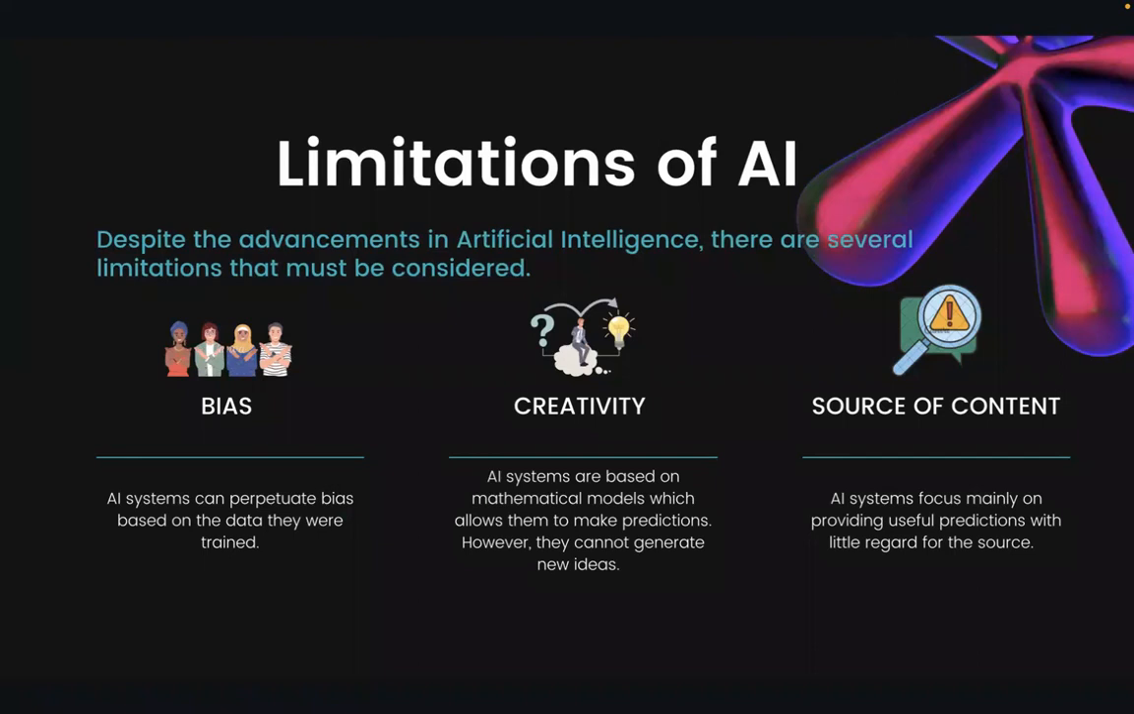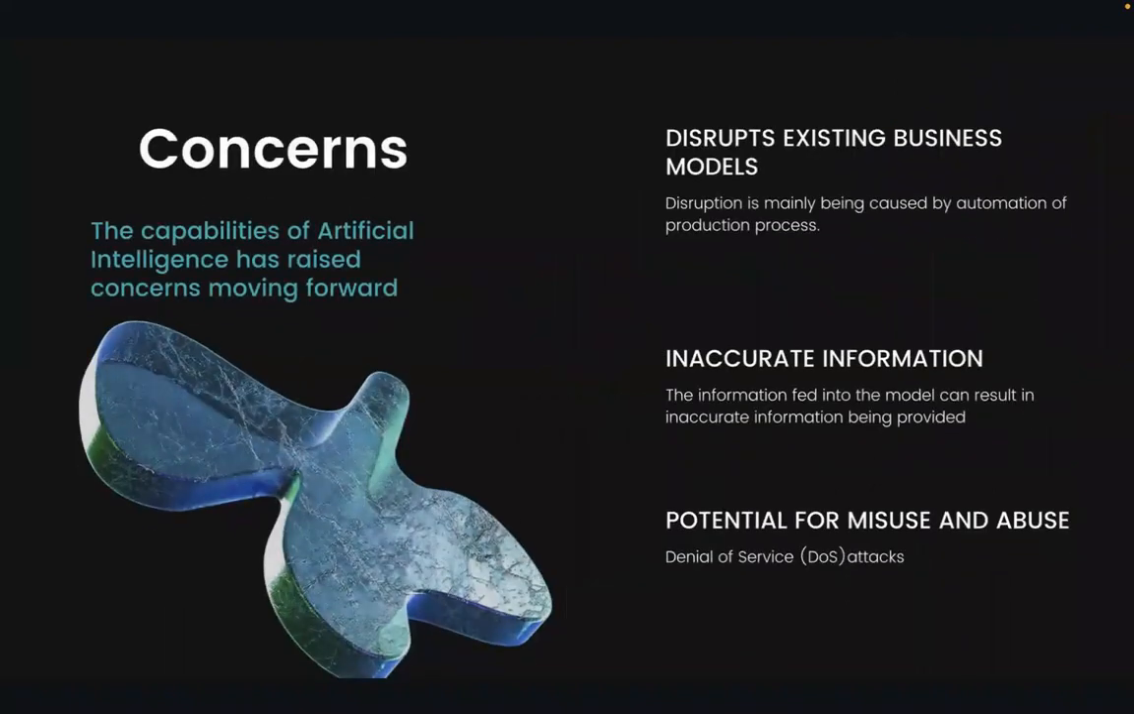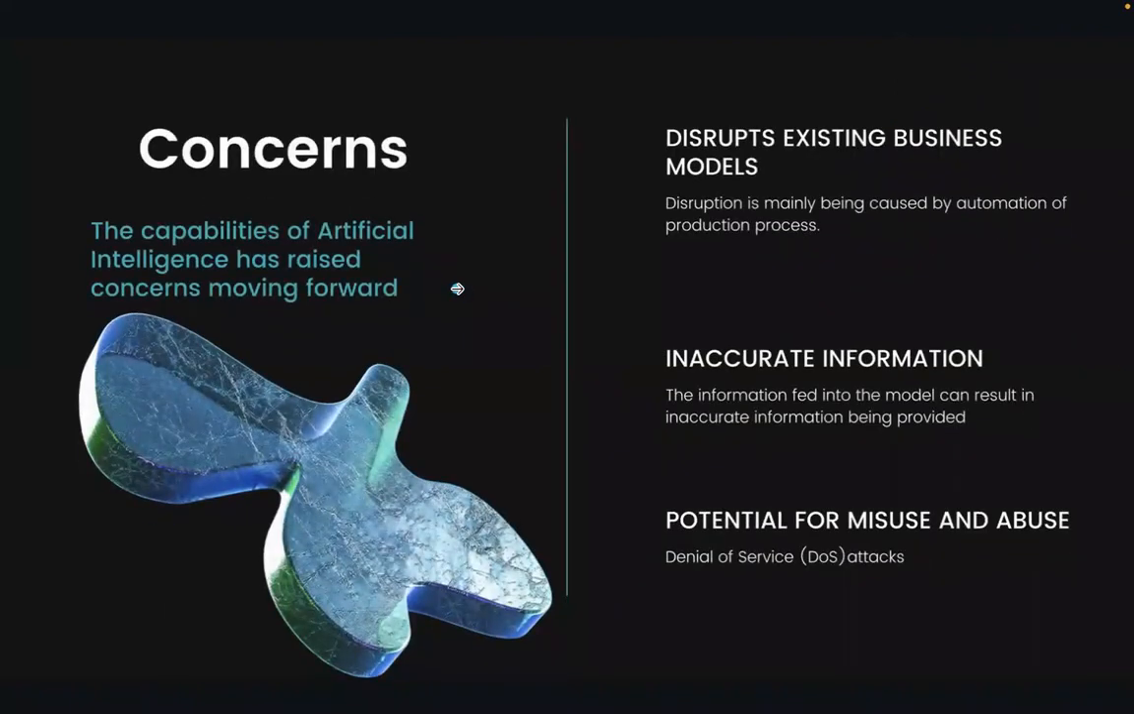Another limitation is the sourcing of content and being able to find exactly where the content that the AI used was sourced. Concerns: AI is very disruptive to different business models, as Google is now experiencing. Inaccurate information can also be provided. And lastly, there is the potential for misuse and abuse, especially with regards to denial of service attacks.